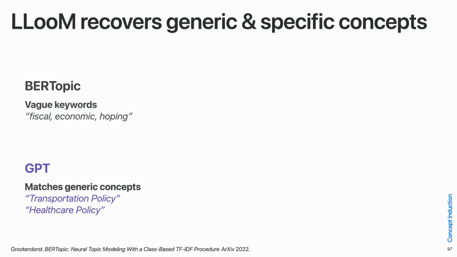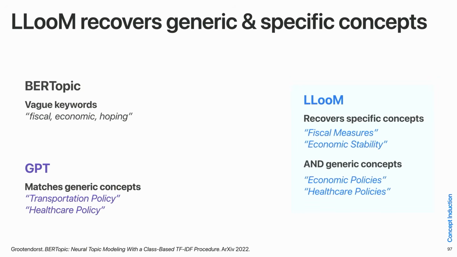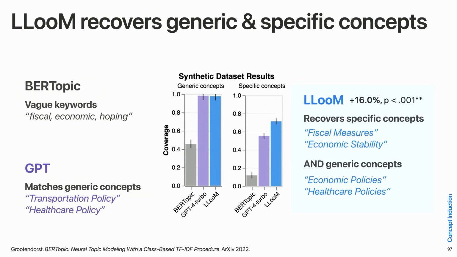I'll just go through quickly here, but comparing to status quo methods, as I mentioned before, there are existing methods that produce things like vague keywords, and even emerging methods of just passing to an LLM can work all right for capturing generic concepts, but these are things more like transportation policy, where we find that Loom is able to actually recover more specific concepts, things like economic stability that might characterize what's happening within a broader concept like economic policy. And we ran a series of evaluations with synthetic data sets that allowed us to verify that this pattern held true.